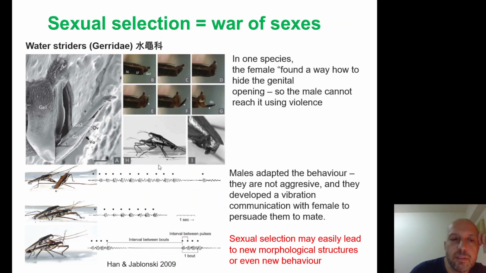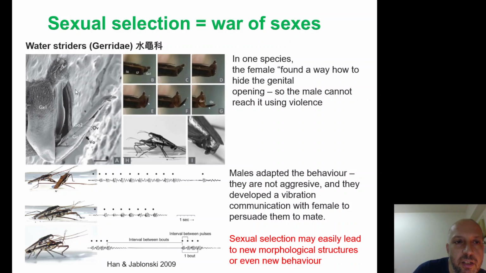In one species, this is a super crazy example, the female even developed a very special structure at the end of her abdomen. Normally the genital opening of the female is not protected. It's just freely open. So if the male very aggressively takes the female, then the female has no choice and has to copulate. But in this species, the female evolved a special system in her abdomen so that the genital opening is not freely accessible. It's hidden inside of the body.